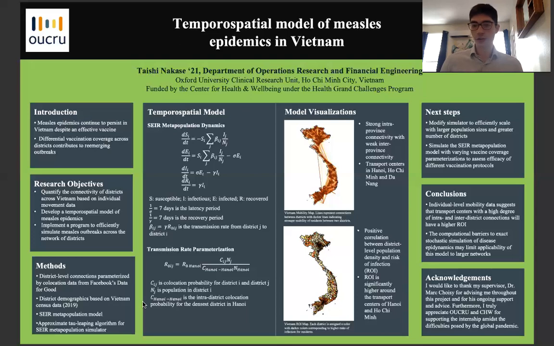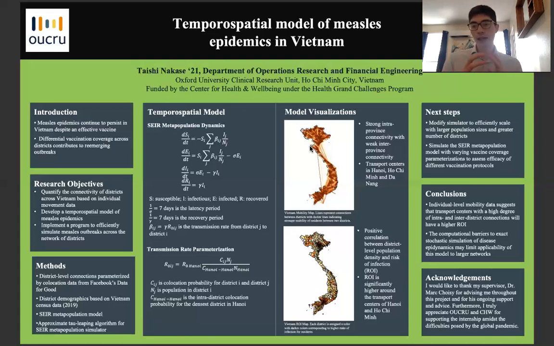To give you just a general sense of what the data looked like and what our model was predicting, I provided two visualizations. The top one, which we have here, essentially maps intra-province and inter-province connectivity. The darker lines mean that two districts are more strongly connected by mobility patterns, and a weaker color means they're less connected.